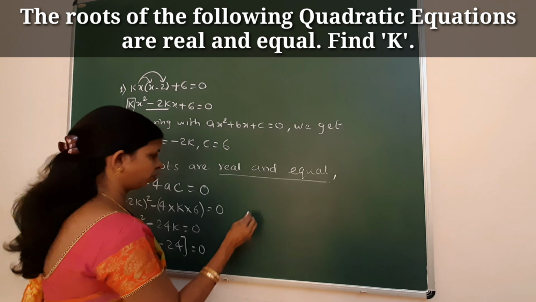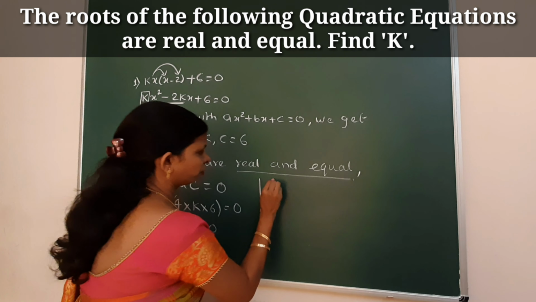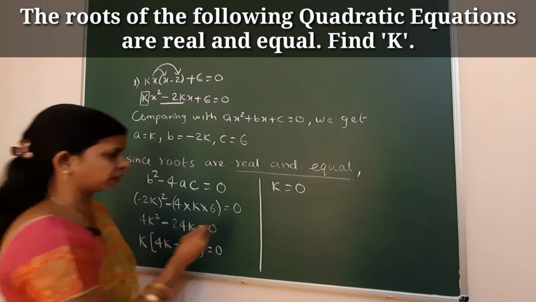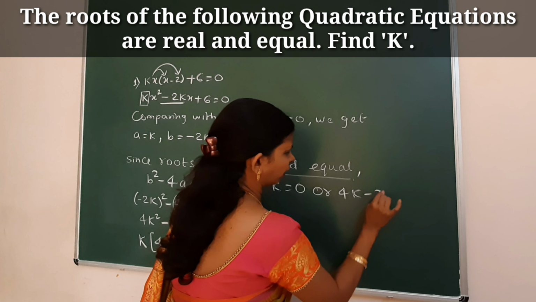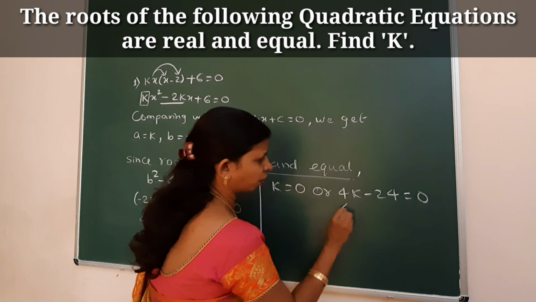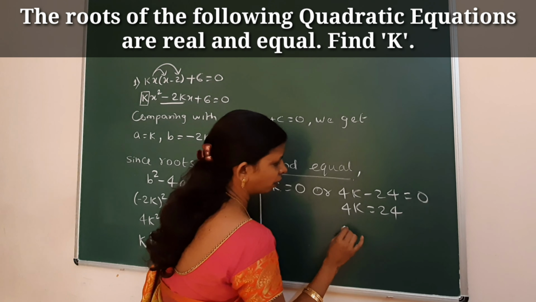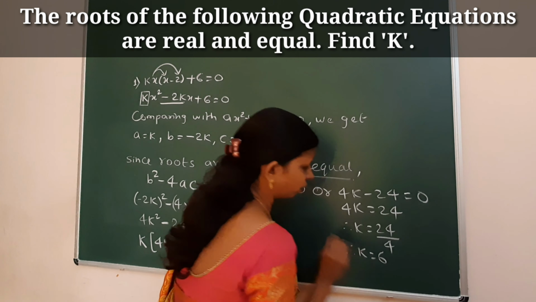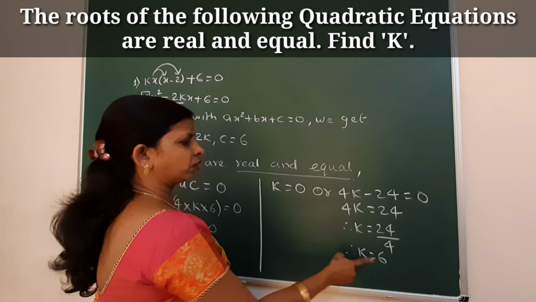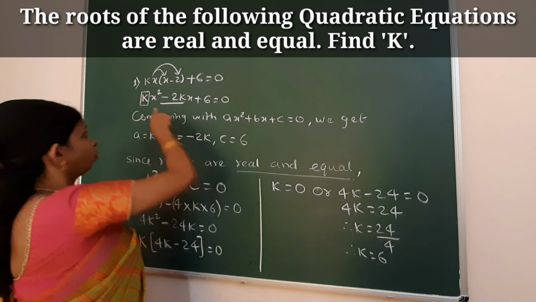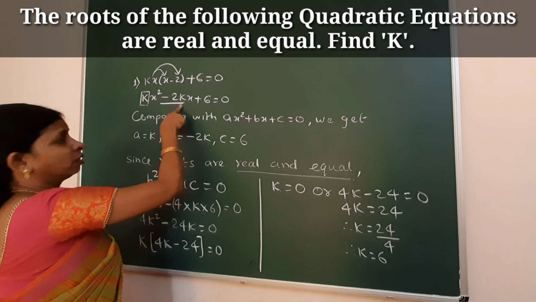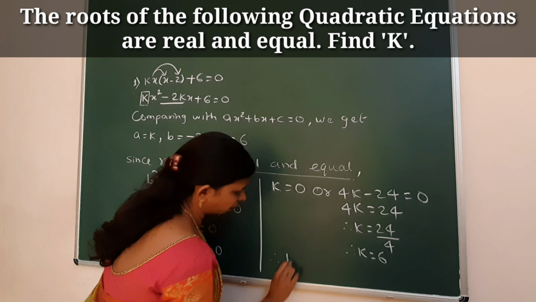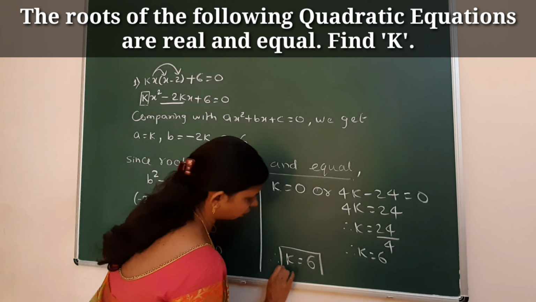So I will be getting two values. Okay, so k is equal to 0, or this bracket 4k minus 24 equal to 0. Let us solve this. 4k is equal to 24, therefore k is equal to 24 upon 4, therefore k equal to 6. Now check both these values. If I put the value of 0 in this equation, this and this term will vanish and you will have 6 equal to 0. So the equation will become meaningless. Therefore answer is k equal to 6.